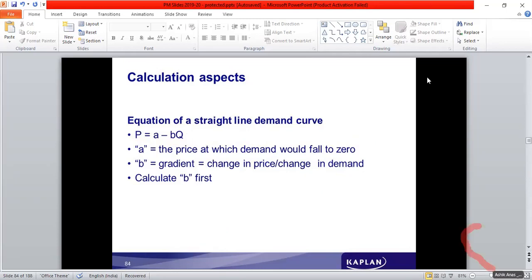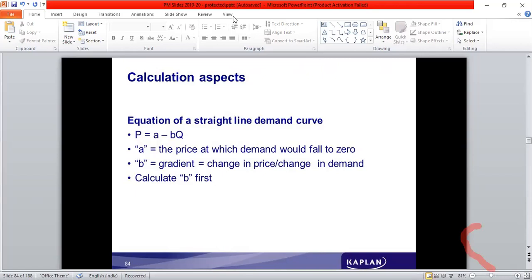The calculation aspects of it. One small point, let me highlight. Whoever scribbles on the screen, their name is also visible. So that's the feature we have. So go ahead and play with the screen.